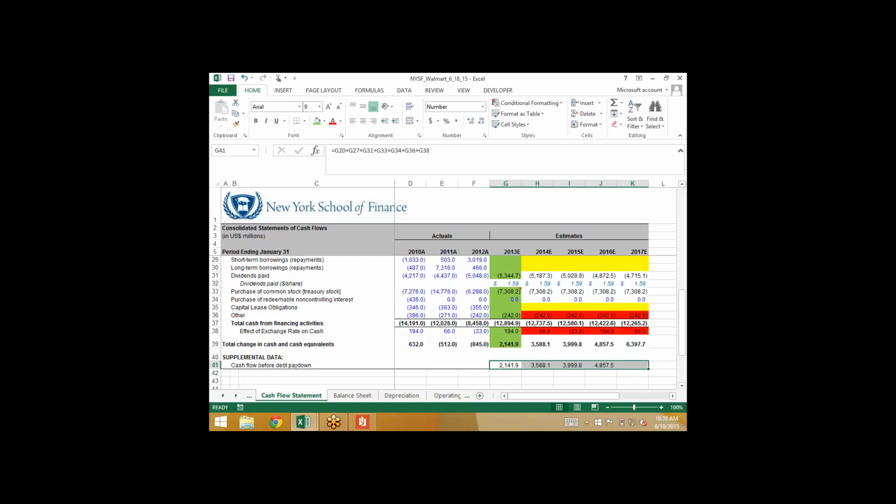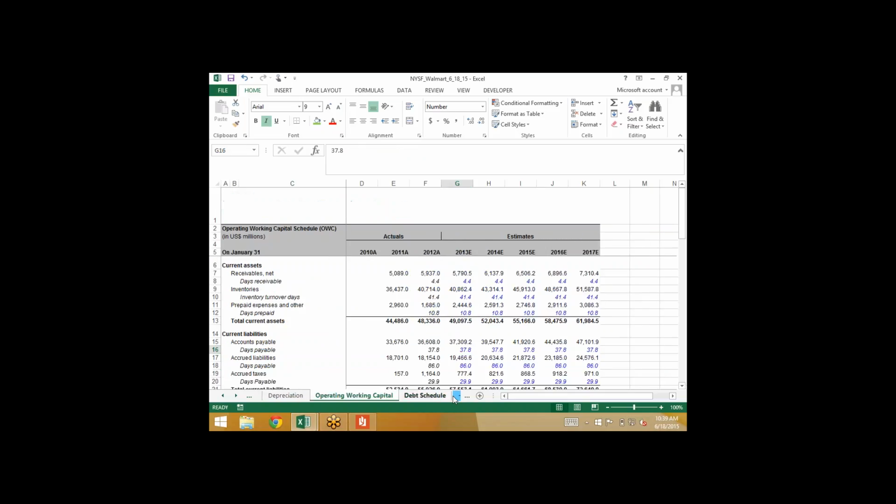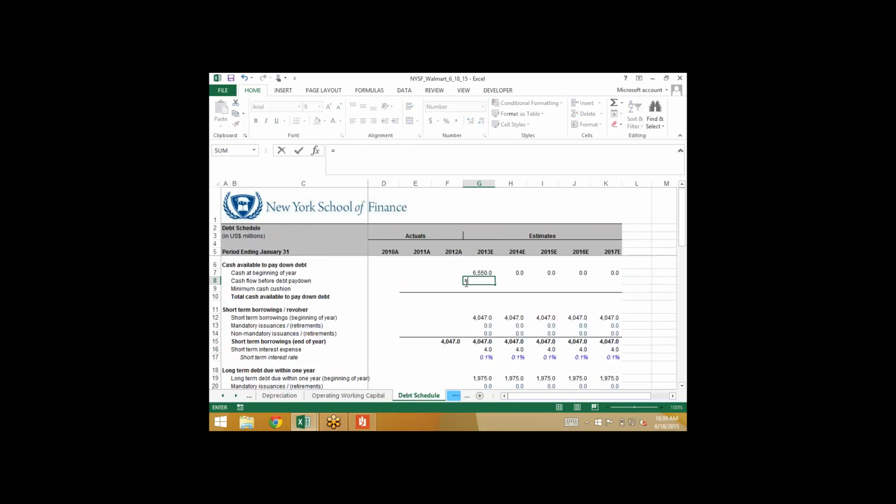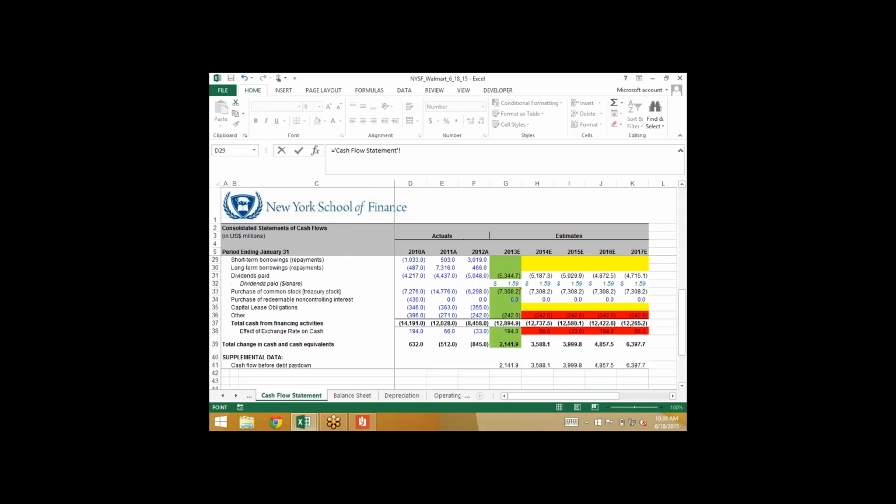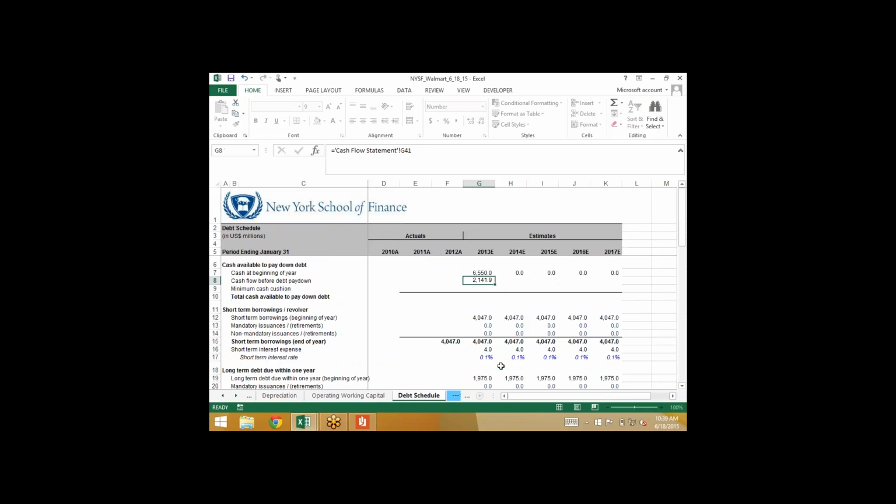Copy that to the right. The number is going to look the same now because our debt paydowns are 0. But once we have that number populated, it will change. And that'll link into the debt schedule. So on the debt schedule, we will pull in cash flow statement, cash flow before debt paydown. Copy to the right.